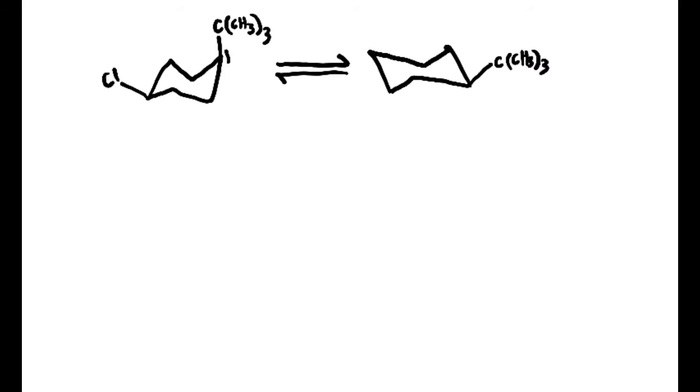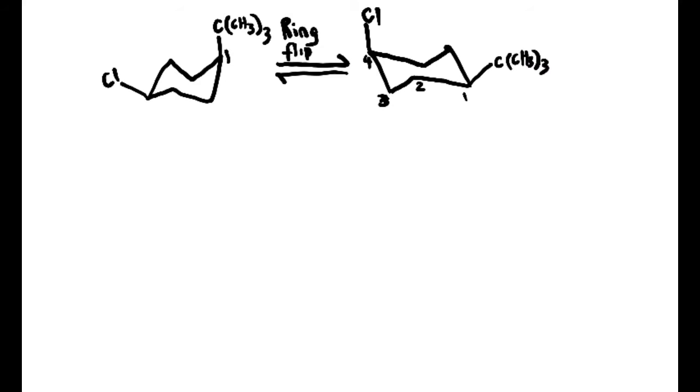It was axial, now it's become equatorial because we did the ring flip, rotating around those bonds. The chlorine atom started off equatorial, so now it needs to still be at position number 4 of the ring, but it needs to be axial. So we're going to plug that in as an axial chlorine.